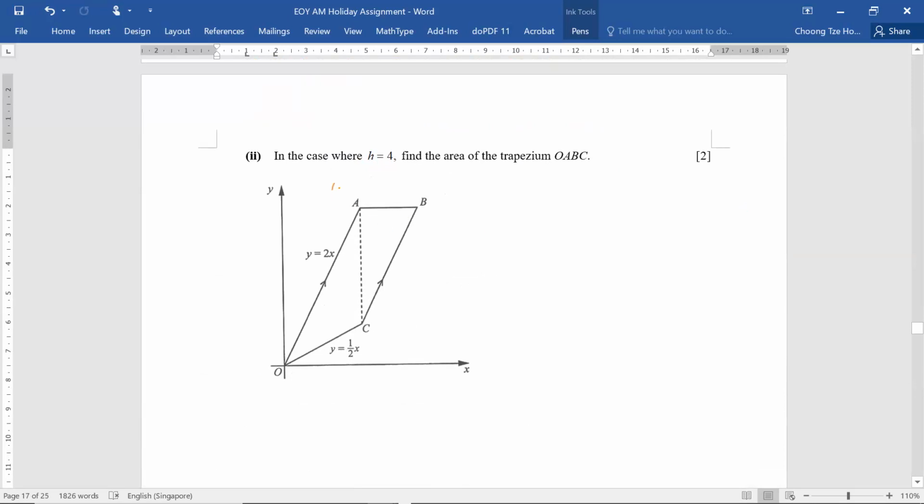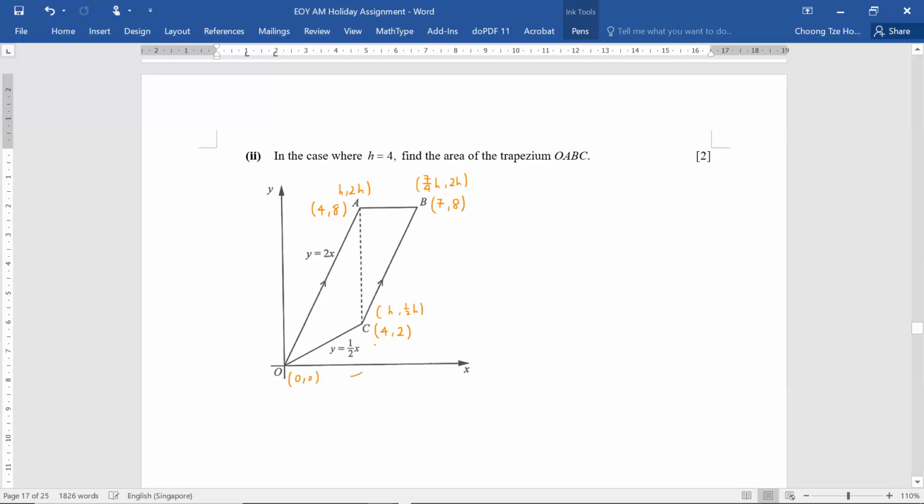Okay, so the coordinates of A we found earlier is h and 2h, but now they told us that h is 4, so that means this will be 4, 8. Okay, then B is 7 over 4h and then 2h, right? So 7 over 4 times 4 is 7, then this will be 8. Okay, then C is h and half h. So h is 4, then half h will be 2. Okay, so 4, 2. Right? Okay, so the last coordinate will be the 0, 0.